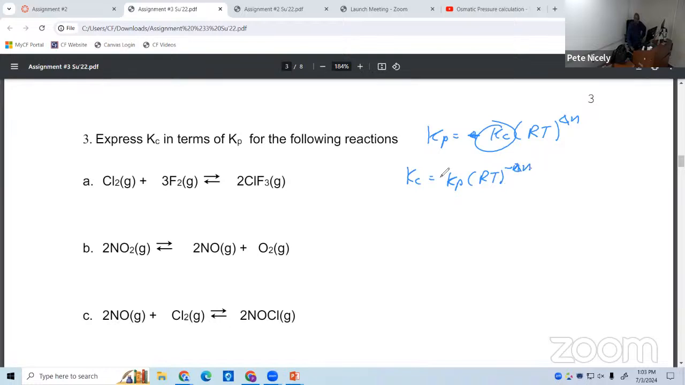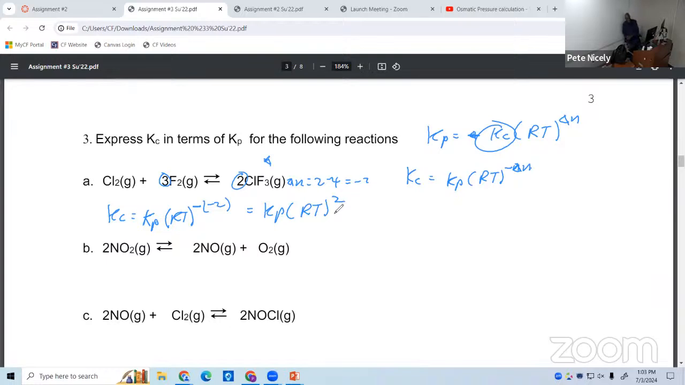Delta N. So in the case of this equation here, the answer would be KC is equal to KP times RT raised to the minus delta N, and delta N in this case would be 2 minus 3 plus 1, which is 4. So this would be minus 2. So this would work out to be KP RT squared. And that's pretty much all you're going to do for all of them.